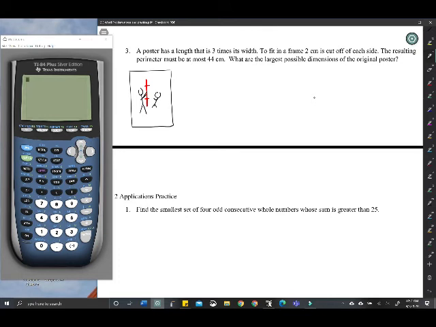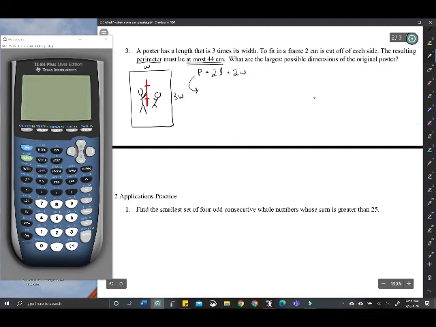Anyway, the resulting perimeter, 44 centimeters. What I was getting at, the width is here, and it really doesn't matter, but just remember now that the length is 3 times the width. So that means this must be 3 times W, or 3W. Okay, the next thing, the resulting perimeter. Perimeter is equal to 2 times the length plus 2 times the width. Now in our case, it must be at most 44 centimeters.